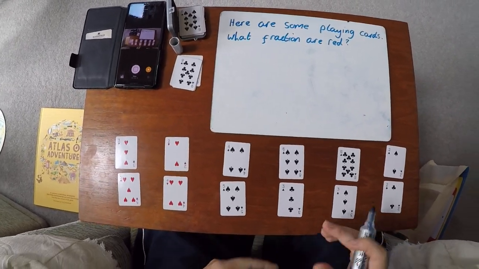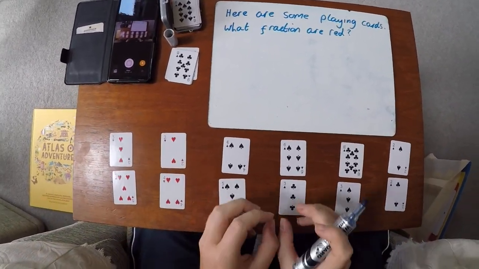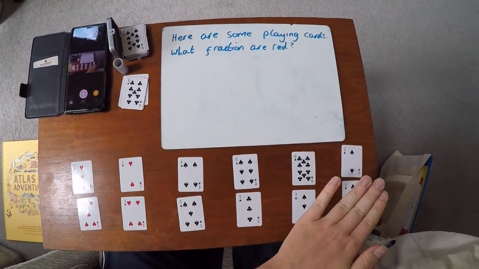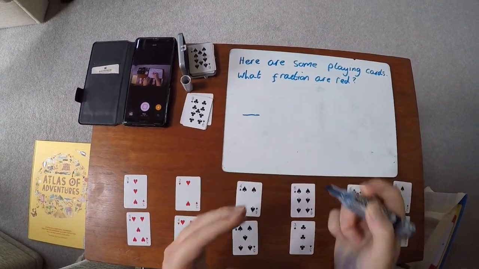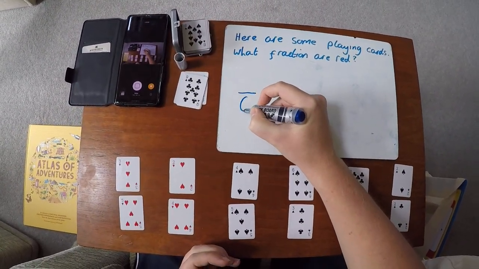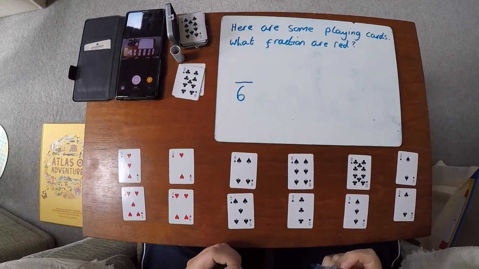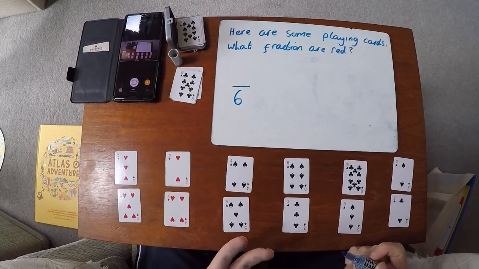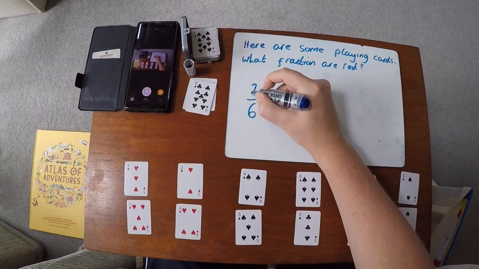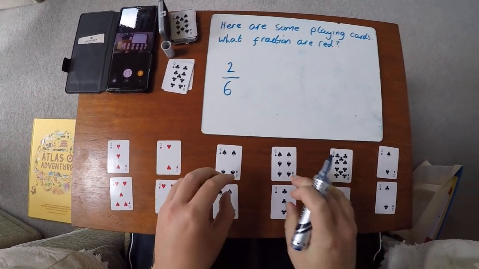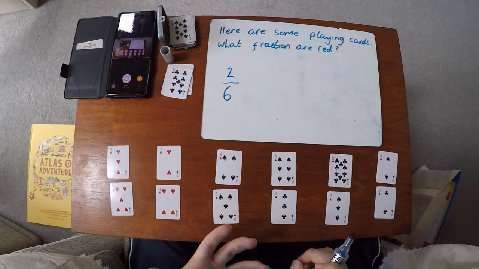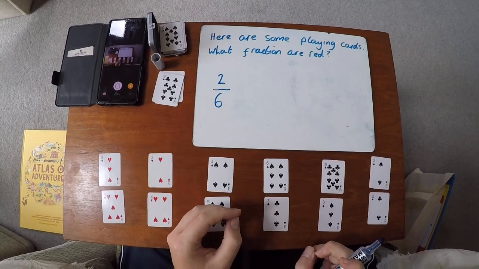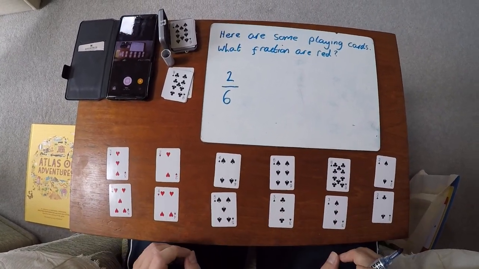Okay, so thinking about how many equal groups I have here? Well, I've got one group, two, three, four, five, six. So I've got six parts. Remember, our denominator tells us how many parts we've got, okay? And then I've got two parts of those six that are red cards. So two of those parts are red, and the opposite of that, the four parts would be blue, black. And that two and that four would add to make that six. So that's one way I could split my cards into equal groups.